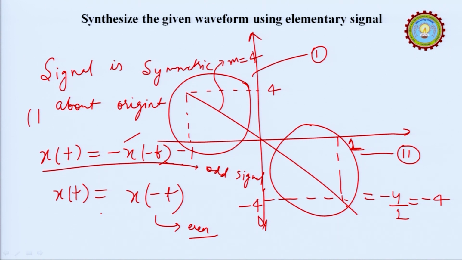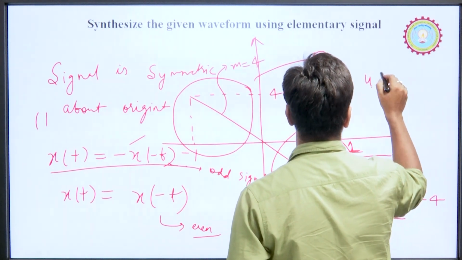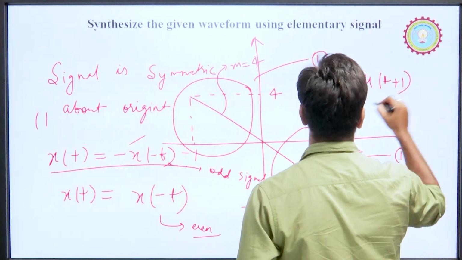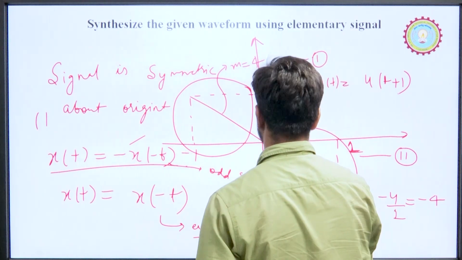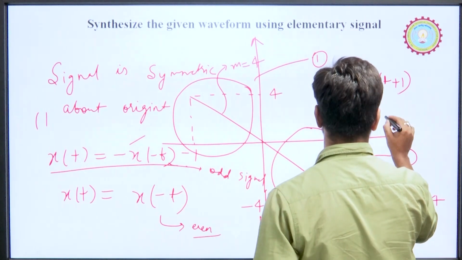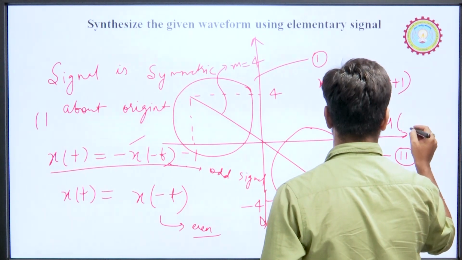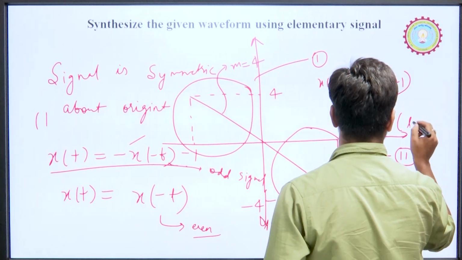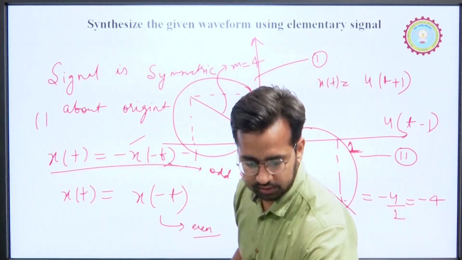So, how will we write this? Suppose first you have to make a step. How will we make this step? This step can be written as u(t+1). Okay. And how will we write this step? This step will be u(t). Okay, go to the next page.